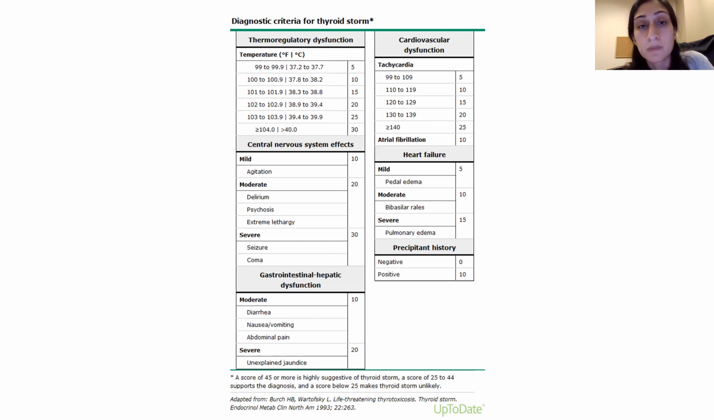Basically, it is based on some of their vitals, their temperature. Are they tachycardic? Do they have any signs of heart failure like pedal edema? Are they having delirium or psychosis or seizures? Are they having any GI symptoms? So you put in all their symptoms, you add up the score. If you get a score of 45 or more, it's suggestive of thyroid storm. It doesn't mean they have it for sure, but certainly that is a reason to admit a patient into the hospital.